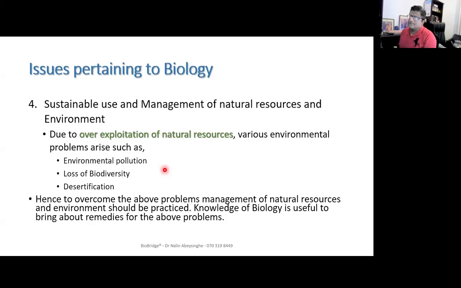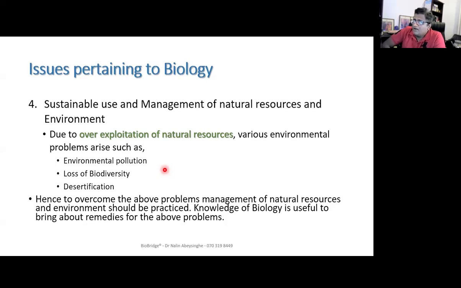So all those happen because of the over exploitation of natural resources, right? Hence, to overcome the above problems, management of natural resources and environment should be practiced. You have to manage how the natural resources are being utilized, right? How the environment is being utilized. You have to manage it. Otherwise, it will be a disaster in future.